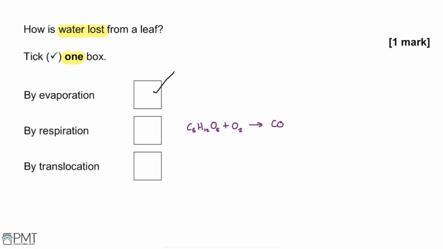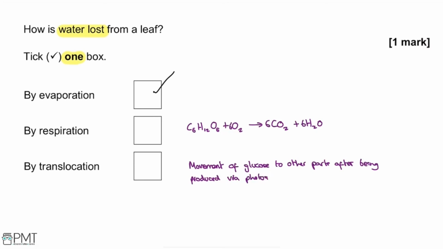Respiration is one of your energy producing reactions, so glucose plus oxygen gives you carbon dioxide and water. And translocation is the movement of glucose molecules that are made during photosynthesis around to different parts of the plant.